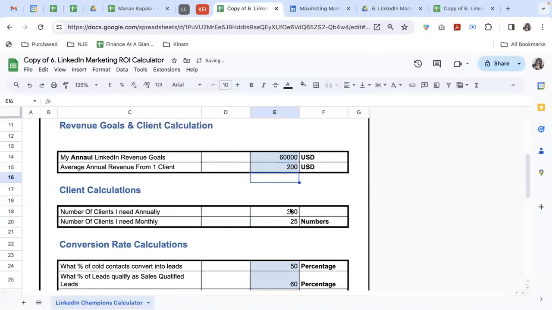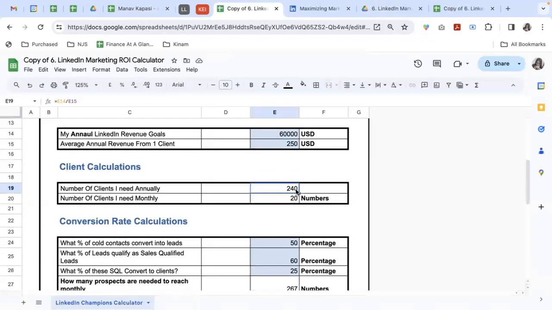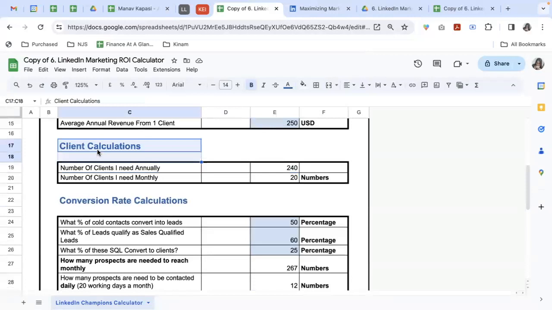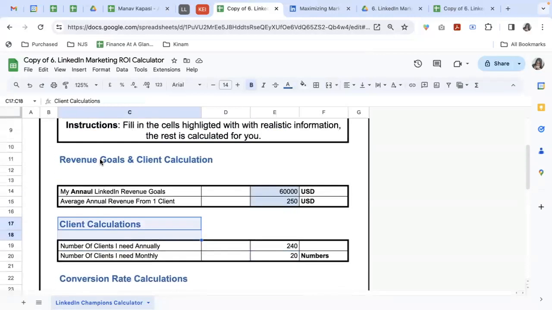The number of clients you need annually. Now, if you say it is 250, this number is going to change. How? Because it's very simple. The number of clients you're going to need is 60,000 divided by 250 in this particular case. And now the result is 240 clients. Now, if I need 240 clients in a year, how many do I need in a month? I need 20 clients in a month. Now, this is about client calculations. The first one was about revenue and goals. This is about the client calculations.